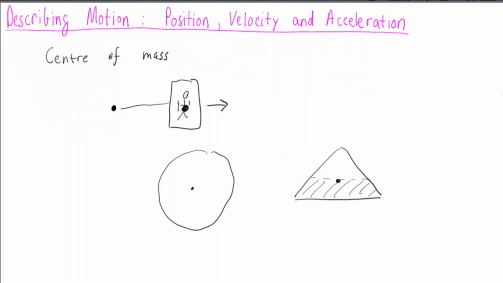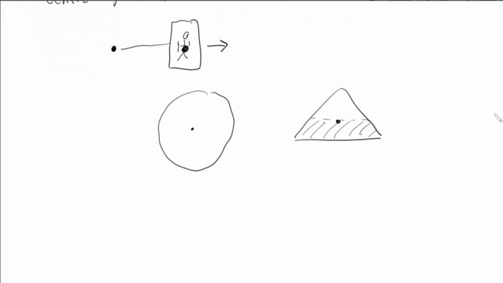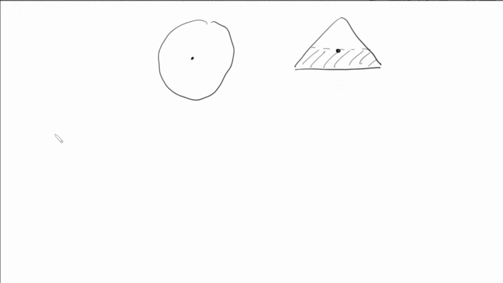So now that we know that we can describe a body as a single point of mass, how do we actually go about describing motion? Well, there are parameters that describe an object's motion, which we'll go through right now. The first being displacement. Now, displacement is a vector that describes how far and in which direction the object has moved with respect to its starting point. And this is not to be confused with distance, which is purely a scalar quantity.